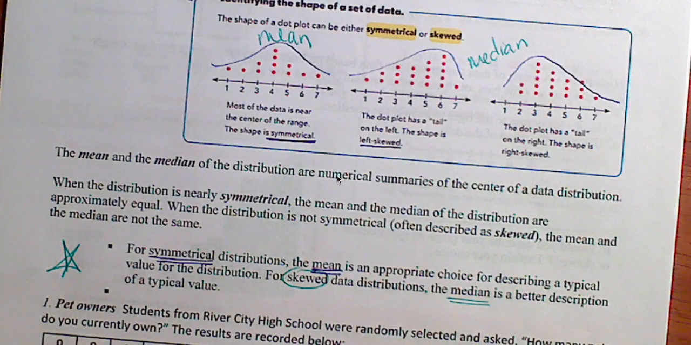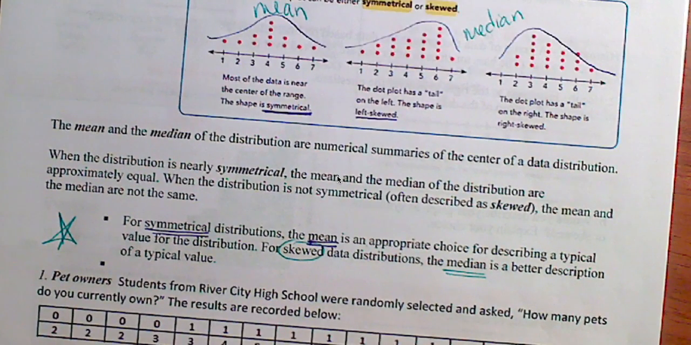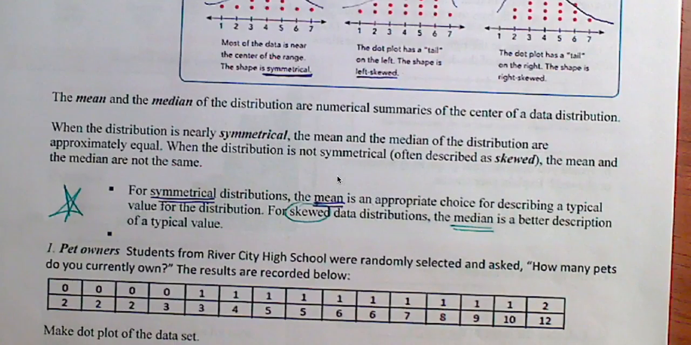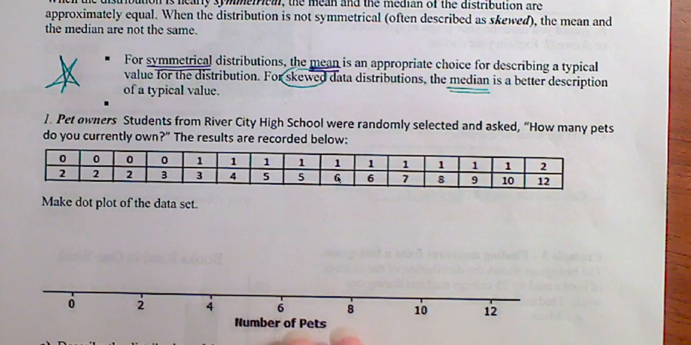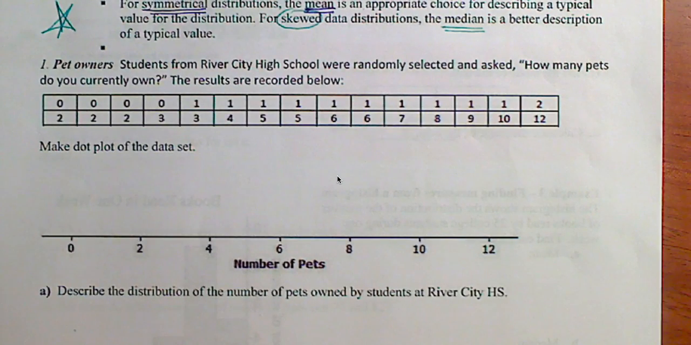So let's start by making one. This one is: students from River City High School were randomly selected and asked, how many pets do you currently own? The results are recorded below. So make a dot plot, and if you want to make an accurate dot plot, then you need to make sure that when you make the dots, you evenly space them as best as you can. Now, I say as best as you can, but it can be difficult.